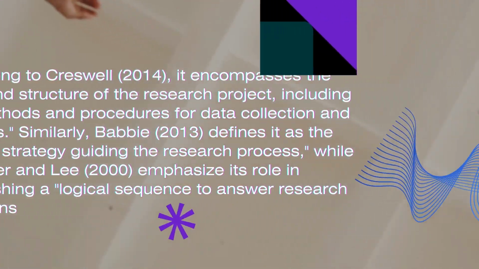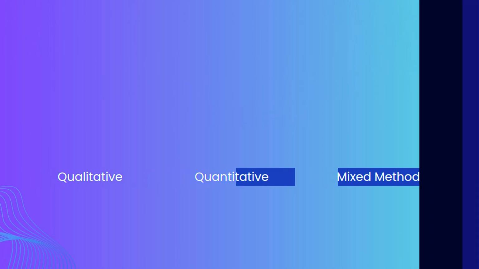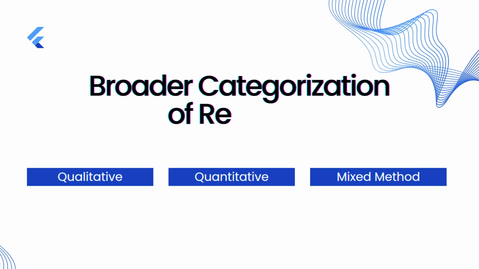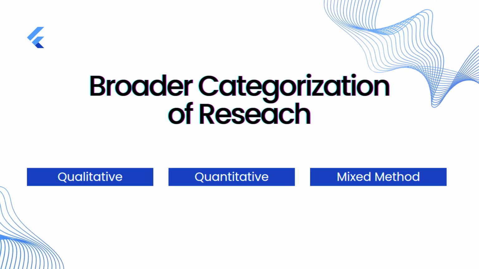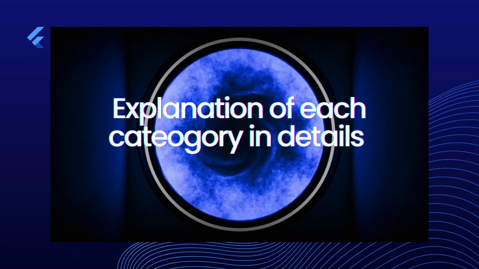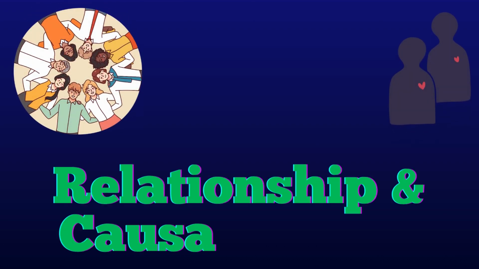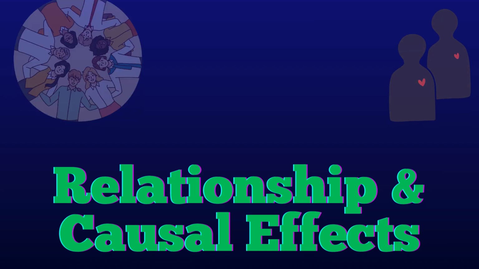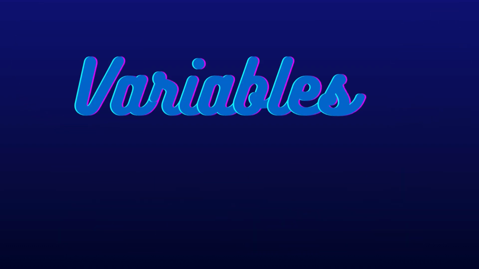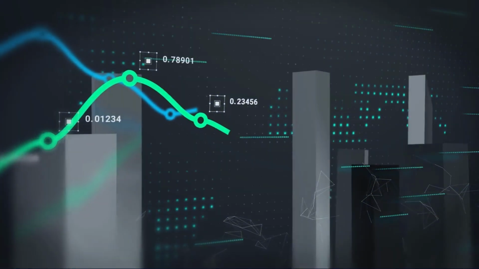Research designs are broadly categorized into three types that include quantitative research, qualitative research, and mixed method research. Now let's explain each category one by one. Quantitative research. Quantitative research focuses on numerical data analysis. This approach identifies patterns, relationships, and causal effects. Quantitative research uses numerical data to measure variables, test hypotheses, and identify patterns through statistical analysis.